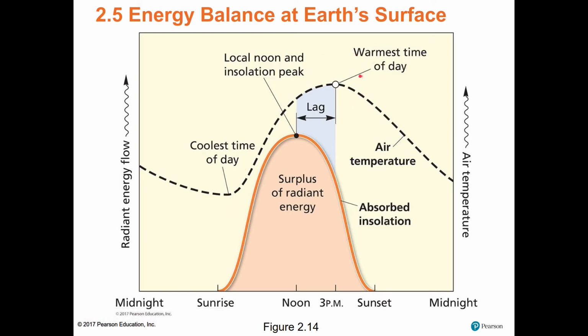The warmest time is 3, 4 hours after solar noon, because by then we're still getting energy from the sun, but the surface and the atmosphere are releasing heat. So on a daily basis, this is what it looks like. On a monthly basis, it would also look the same.